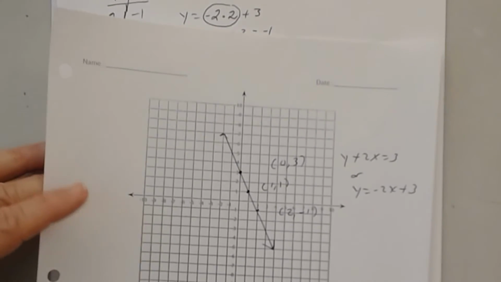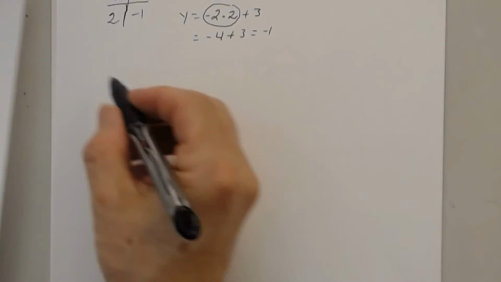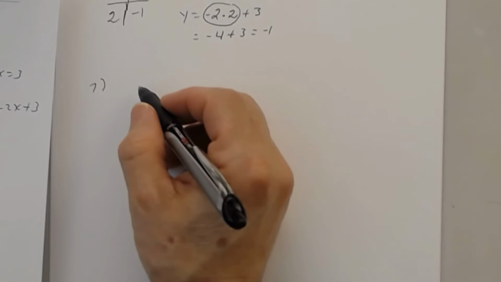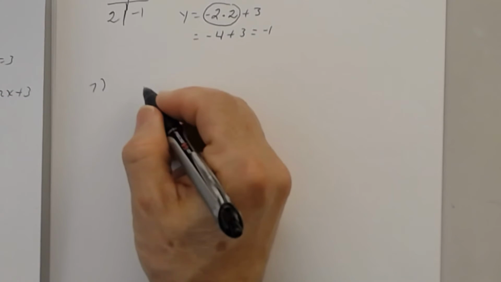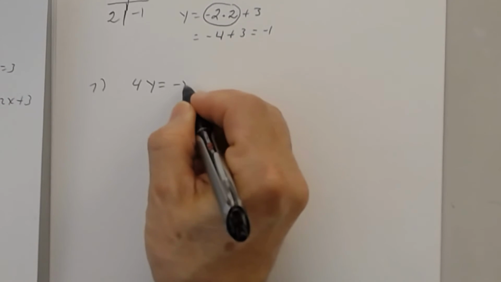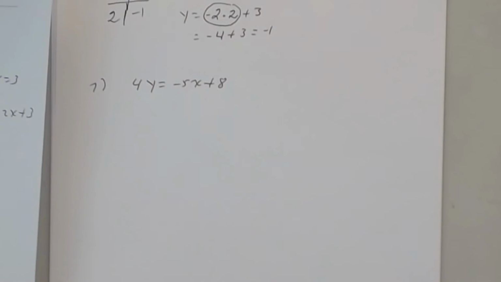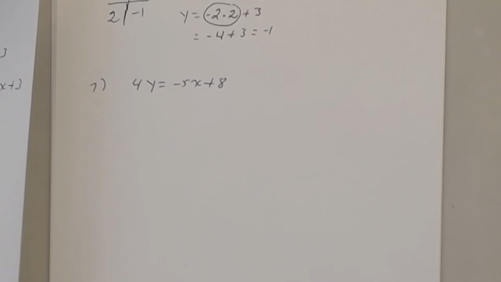All right, and then let's look at this one. This is number 7. We have 4y equals negative 5x plus 8. So 4y equals negative 5x plus 8. So remember, you want to try and get y by itself. It does help. It makes things a lot easier if you can get y by itself. I don't have y by itself. I have 4 times y. So what's the coefficient of y right now? 4. Divide both sides by 4.